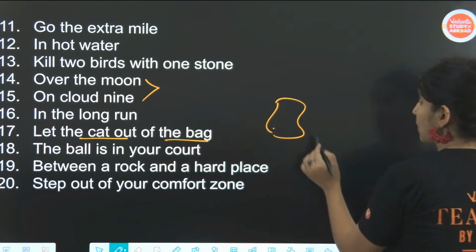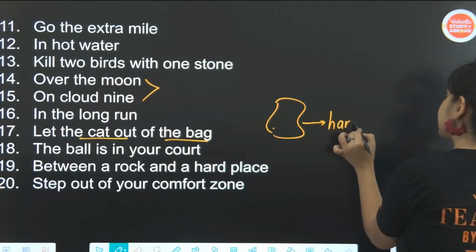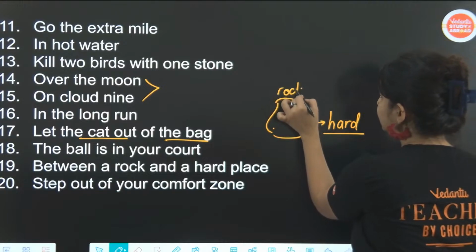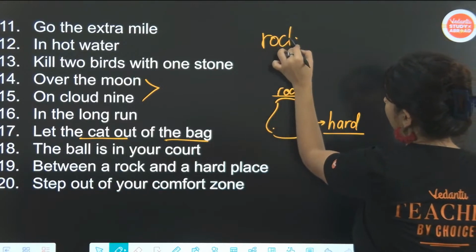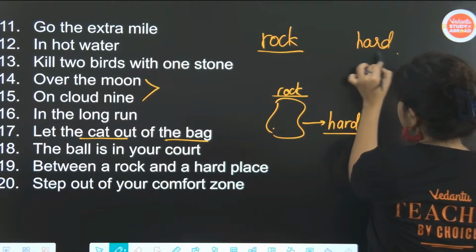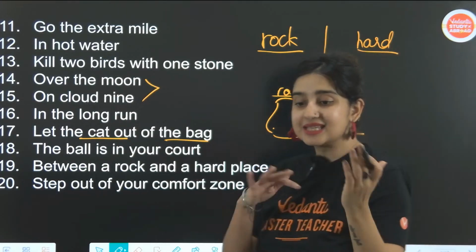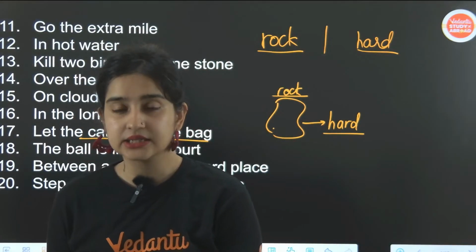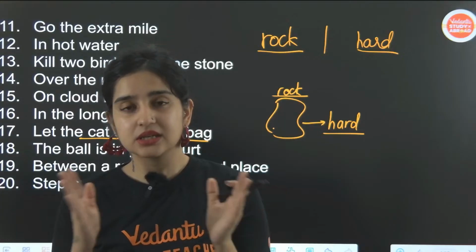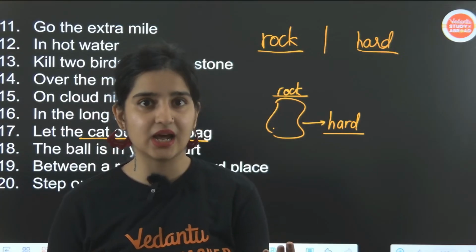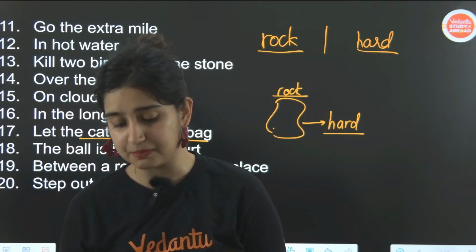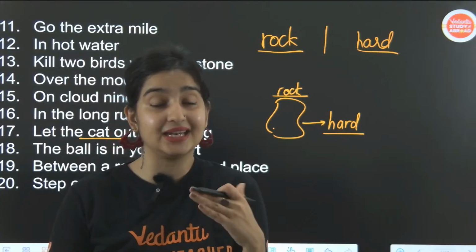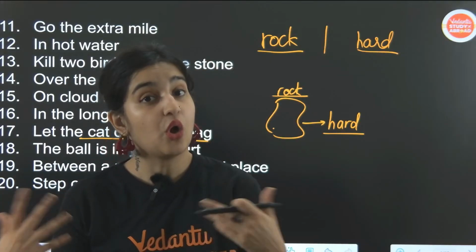Okay? 19, between a rock and a hard place. How would you define a rock? It's hard. A rock is hard. So if you are between a rock and a hard place, is there really any difference between the two? A rock is hard. You're between a rock and a hard place. So if you go to the rock, still a hard place. If you go to the hard place, obviously a hard place. So when you're stuck in between, and you're stuck in a situation where any decision you take is going to be difficult or going to be hard.